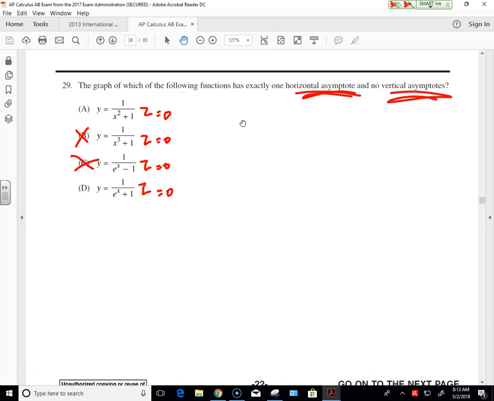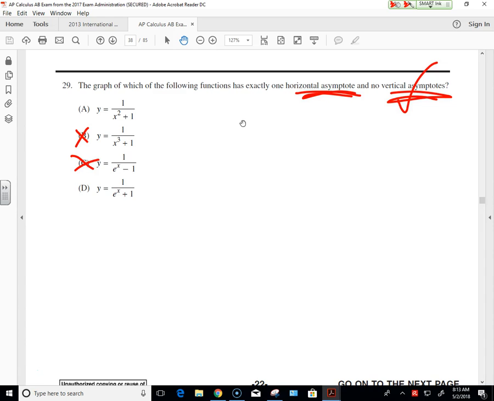Now pause. If you solve x squared plus 1 equal to 0, you get x equals plus or minus square root of negative 1. Is that a vertical asymptote? It's imaginary. I can't have the square root of a negative. Does this have any vertical asymptotes? No. How about the bottom one? You would have ln of negative 1. Is it possible to have ln of a negative number? No. So neither A nor D has a vertical asymptote, which narrows it down to A and D.